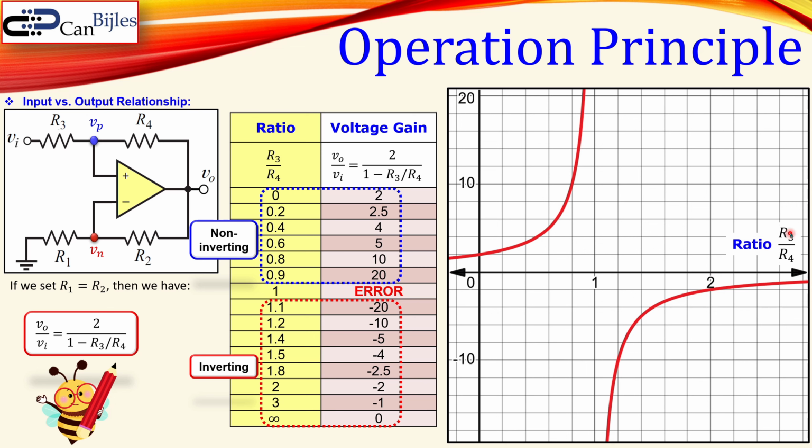Now the ratio here is R3 over R4, and this is the voltage gain on the vertical axis. It starts again at 2 as the gain, and then reaches the maximum at this error, and then switches directly to minus infinity, and then stays at the negative values, and then approaches 0 for the ratio, which is then here 0. I mean the infinite.